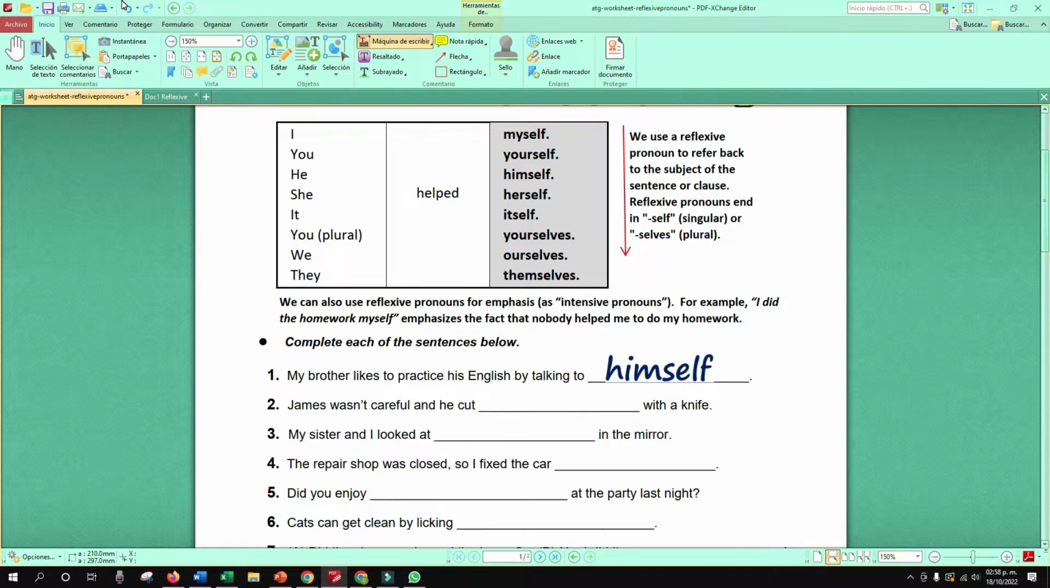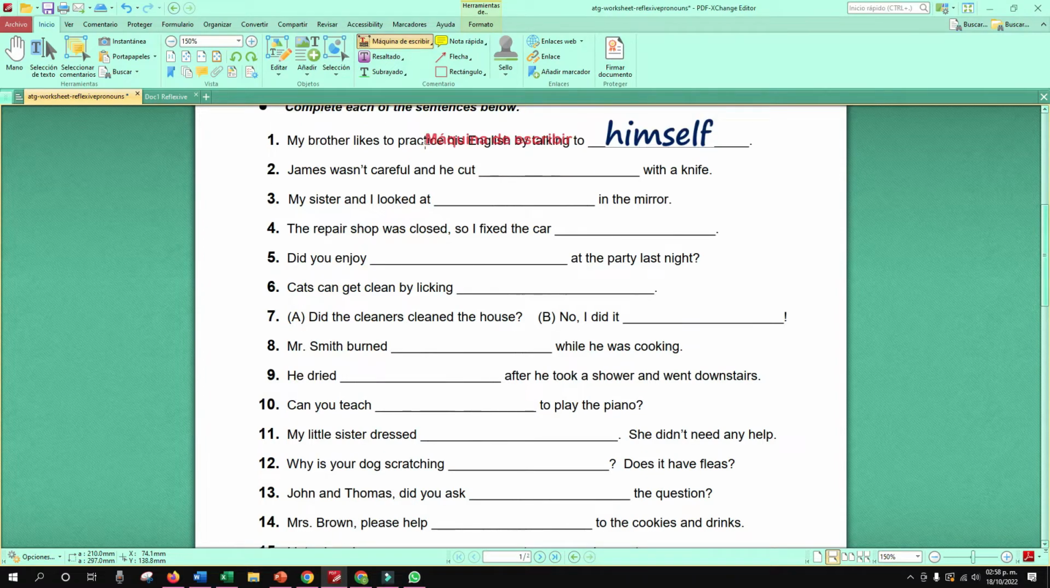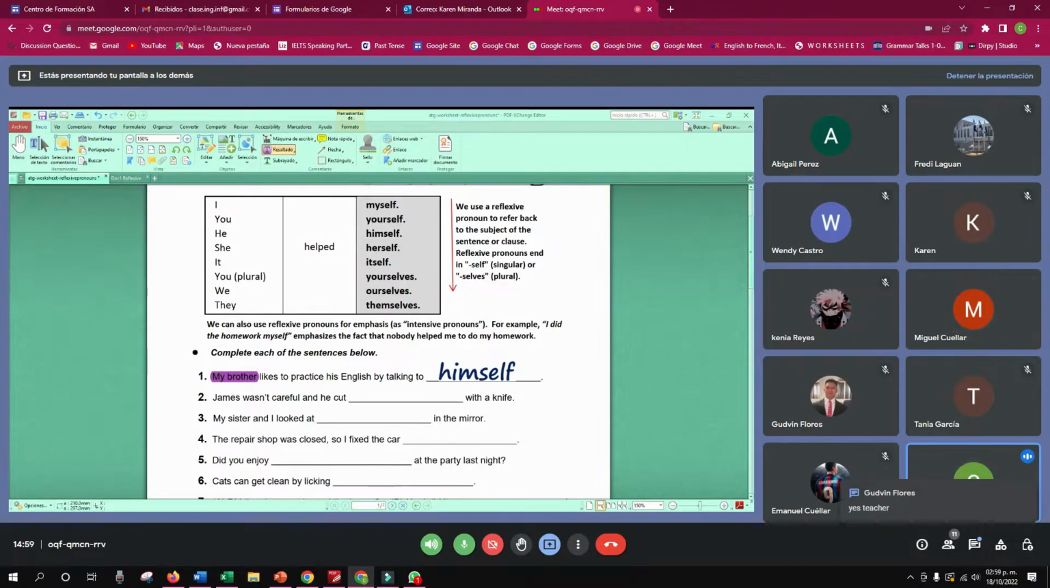Okay? So, it says, complete each of the sentences below. There you have an example. Look at it. My brother likes to practice his English by talking to himself. My brother, what is the subject here? Brother, right? Likes to practice his English by, look, there you have the word by, talking to himself. Yes, teacher. Okay, thank you.